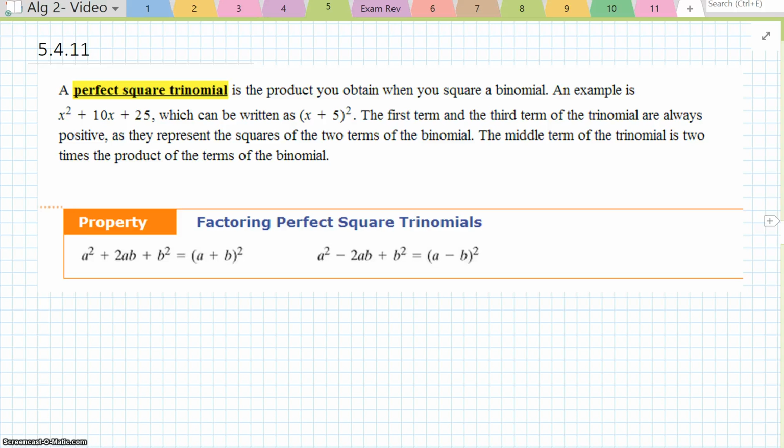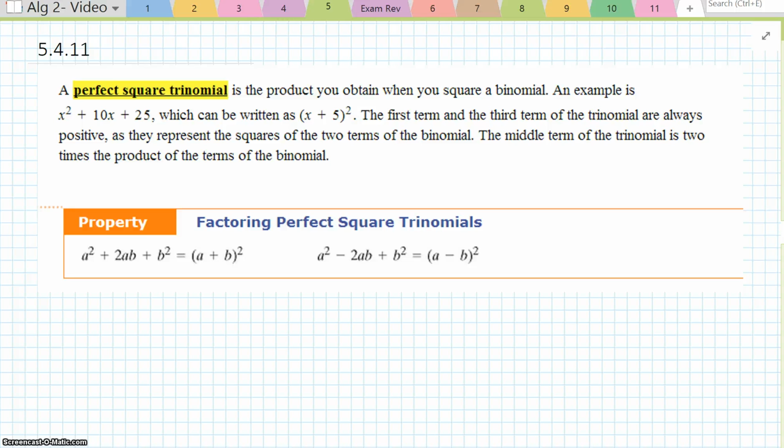Okay, now we have some unique situations. We have what we call perfect square trinomials. It is a product you obtain when you square a binomial. An example of this is x squared plus 10x plus 25. It can be written as x plus 5 squared. The first and third term of the trinomial are always positive, and they represent squares of two terms of the binomial. The middle term of the trinomial is 2 times the product of these two terms.